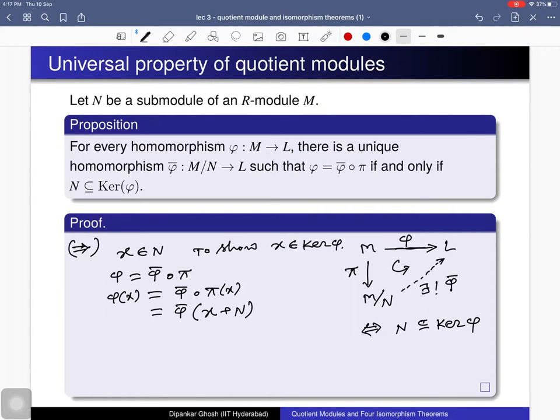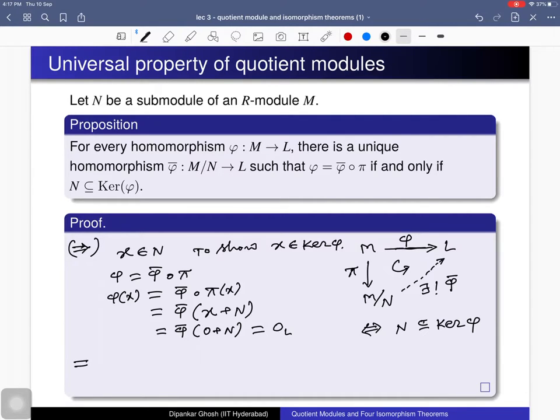But since x belongs to n, this x plus n is just the 0 element in the quotient module. So it is phi bar of 0, or 0 plus n. And what is the image of the 0 element under any module homomorphism? It is the 0 element. So this is the 0 element of L. So x is there in kernel phi.